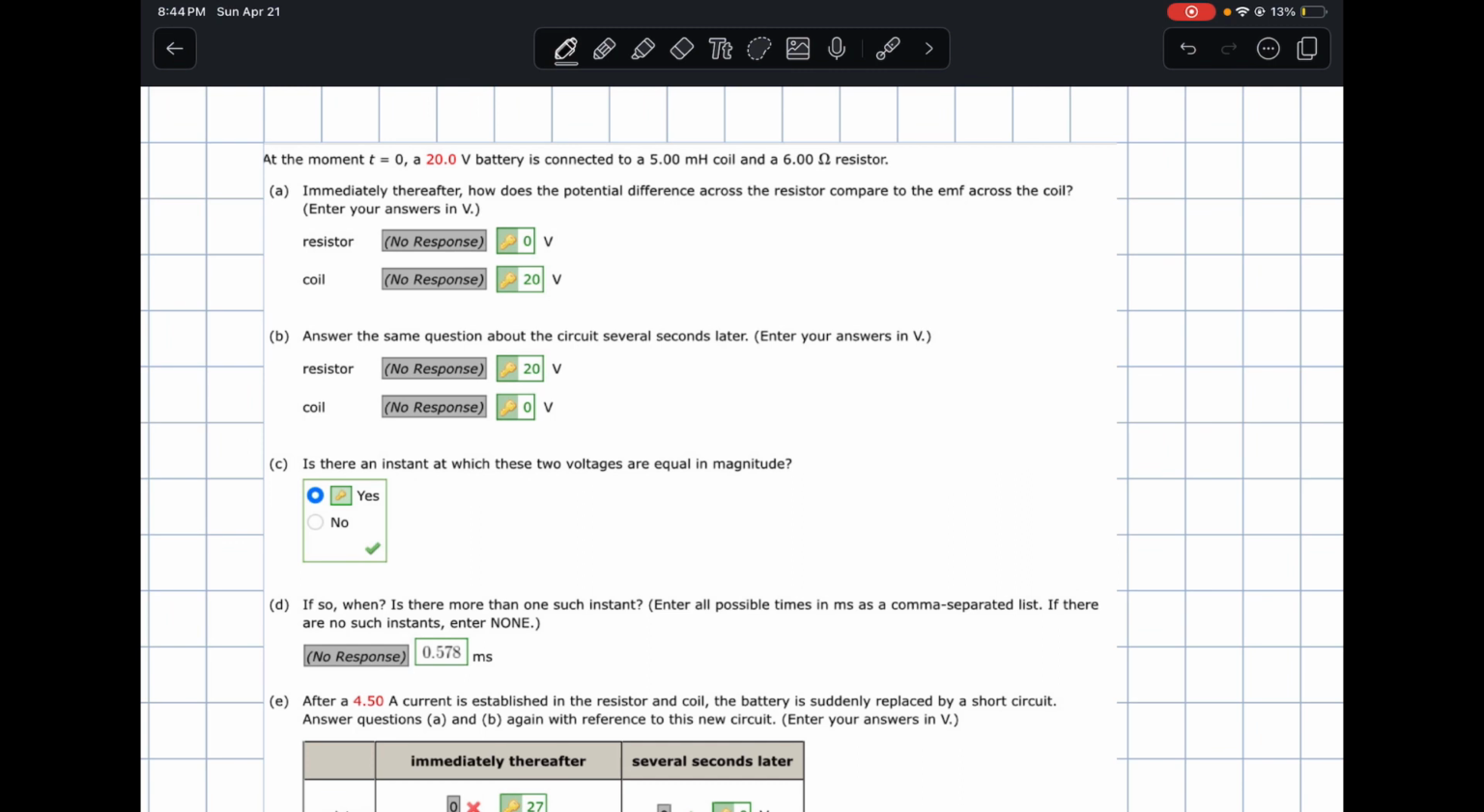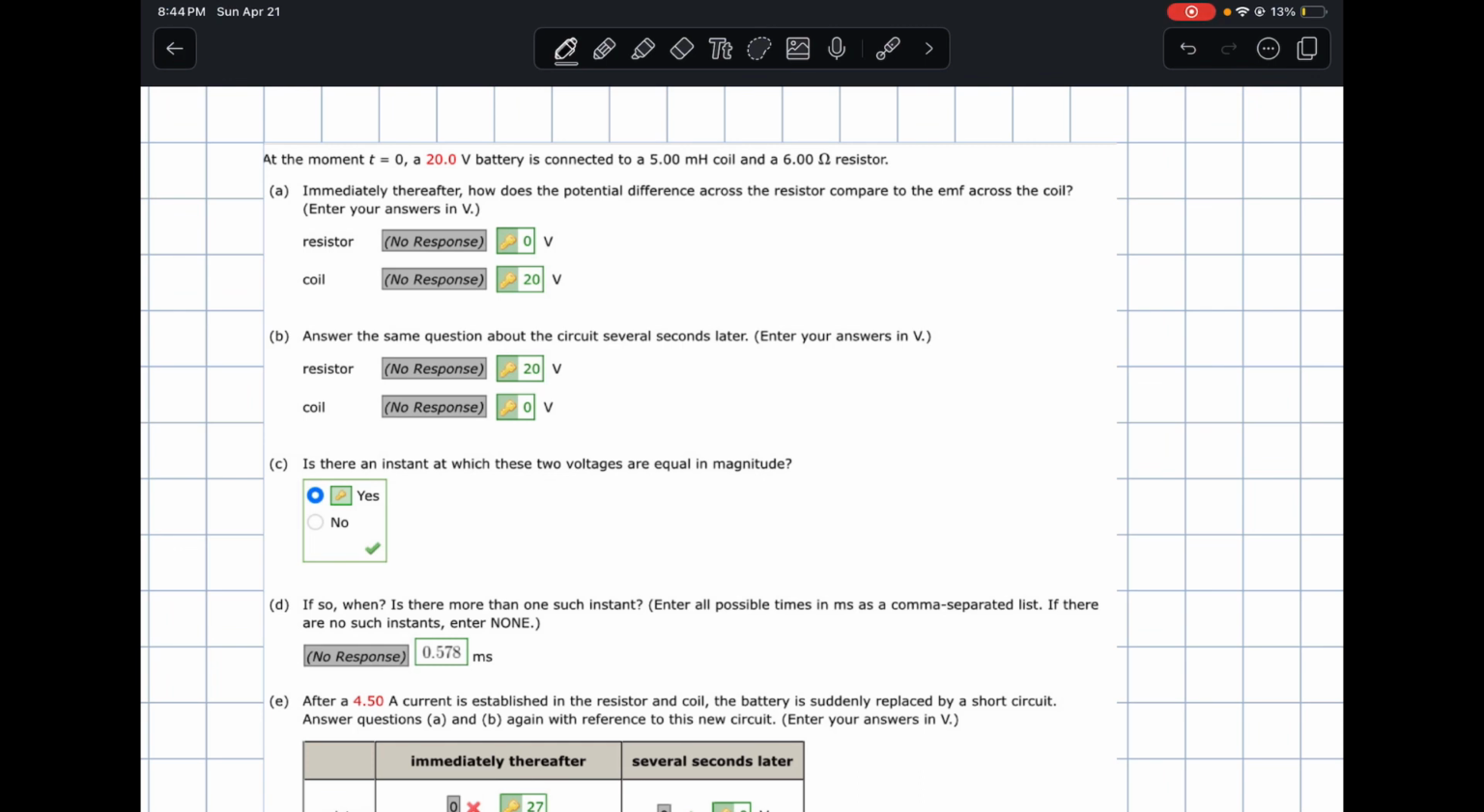Today we'll be working on RL circuits. At the moment t equals 0, a 20-volt battery is connected to a 5 millihenry coil and a 6 ohm resistor. Now, let's just take a glance at part A and B. Immediately thereafter, how does the potential difference across a resistor compare to the EMF across the coil? And answer the same question about the circuit several seconds later.